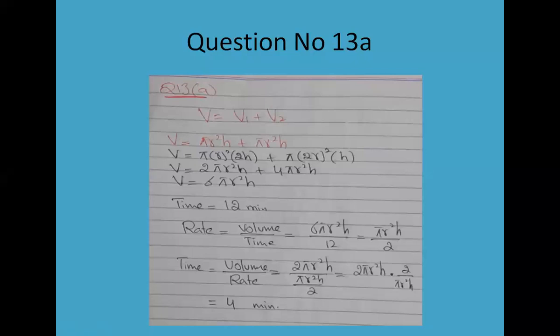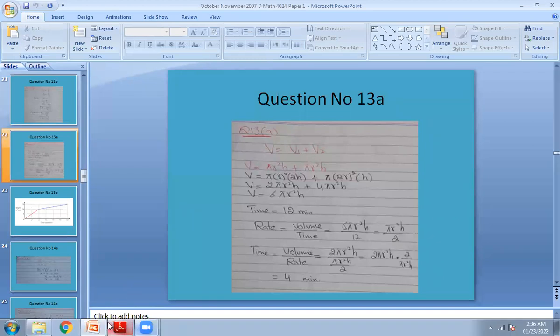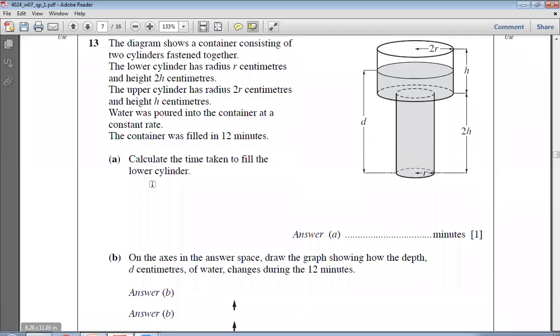So when this lower fraction goes upstairs, it will flip. So at the end, you are left with 2 multiplied by 2, which means 4 minutes. It means that the lower cylinder will be filled with the water in 4 minutes. And in 12 minutes, the whole thing will be filled.